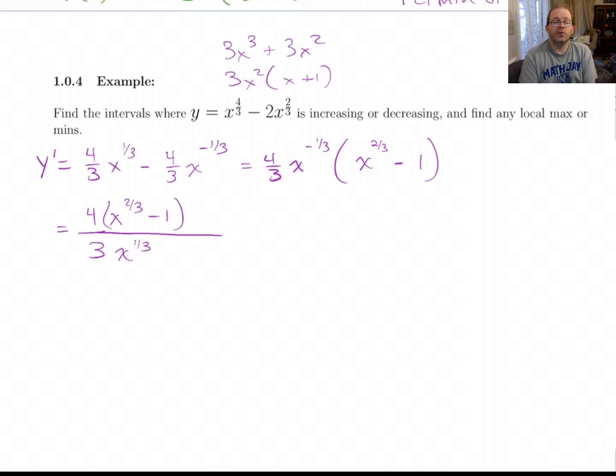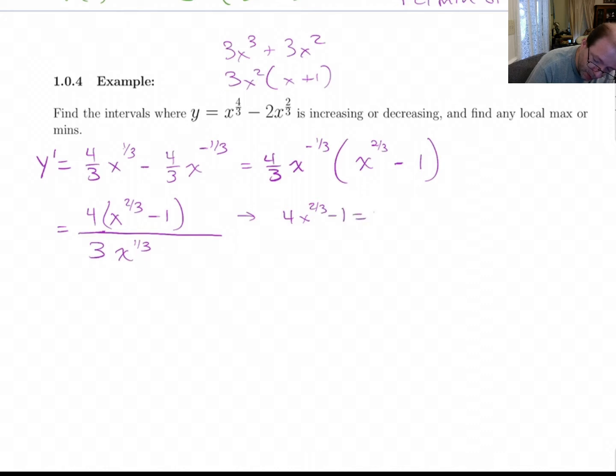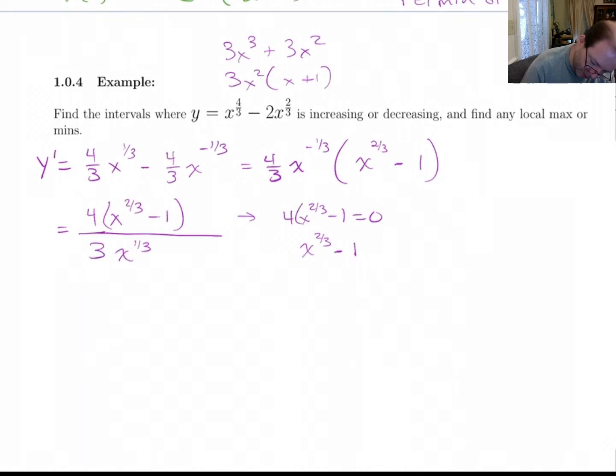So our derivative here has both a numerator and a denominator. So we need to set both equal to 0. Setting the numerator equal to 0, that gives me x to the 2/3 minus 1. I left off parentheses here. This gives me x to the 2/3 equals 1, so x is positive or negative 1.